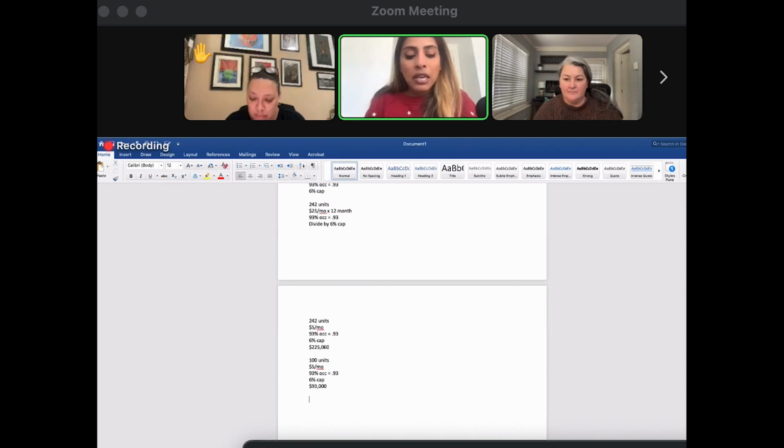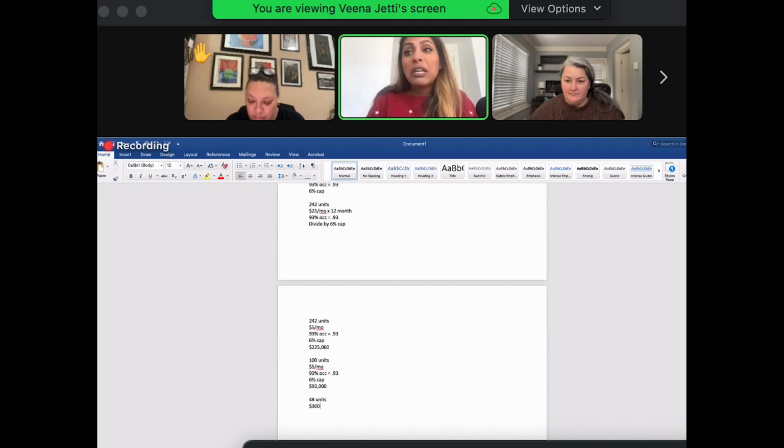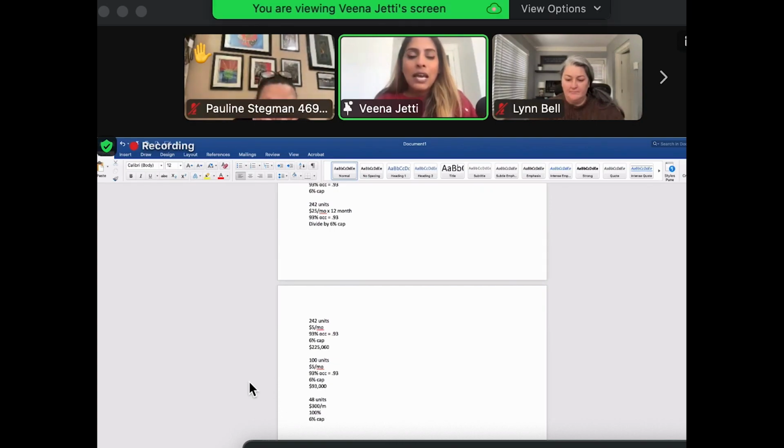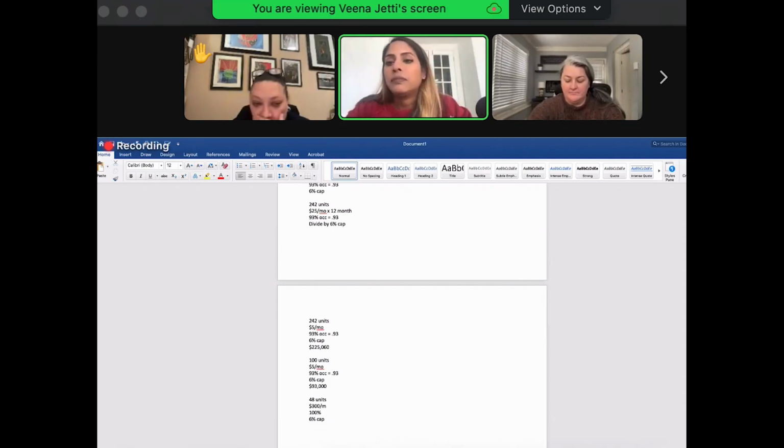So let's say we're looking at 48 units. Because they're smaller, let's say it's mismanaged, you're gonna get $300 per month on each of these. Occupancy is great because it's mismanaged, so you're gonna have 100% occupied because they're $300 below market. You're gonna have, let's say, a 6% cap. What is the added value you're gonna get?